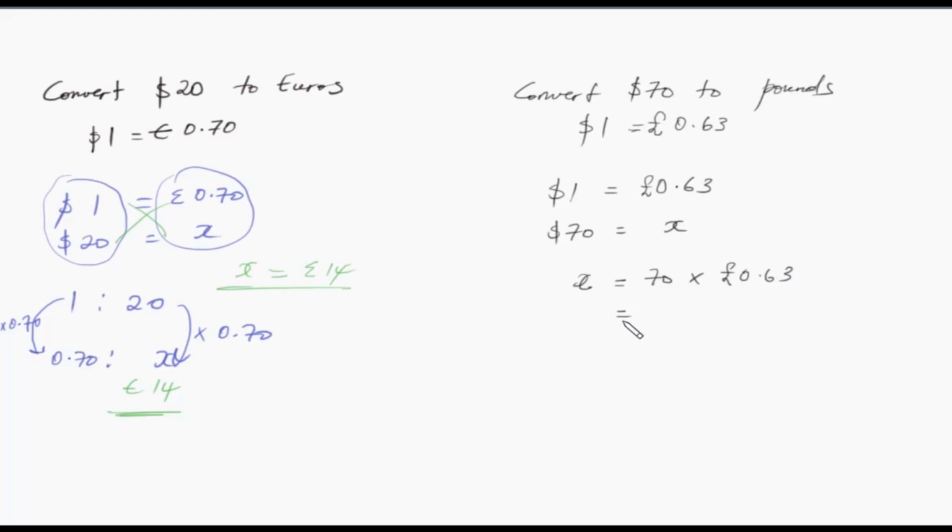We get 70 multiplied by 0.63. So we get this amount of pounds. We get 44.1, which can be written as this. Okay, that would be the answer. All right. Now, basically, those are the two applications of ratios.